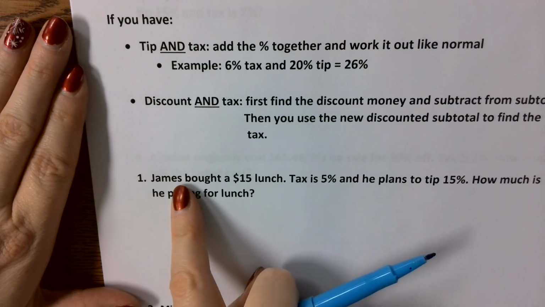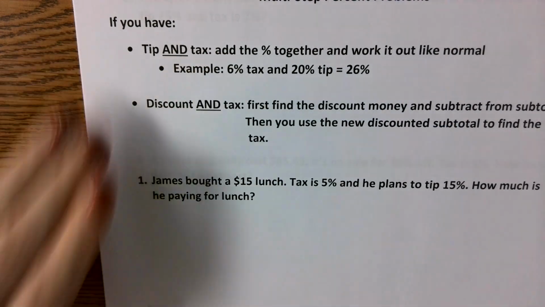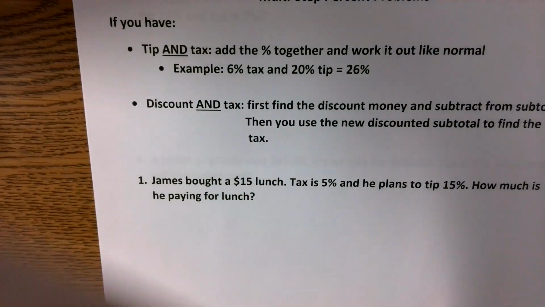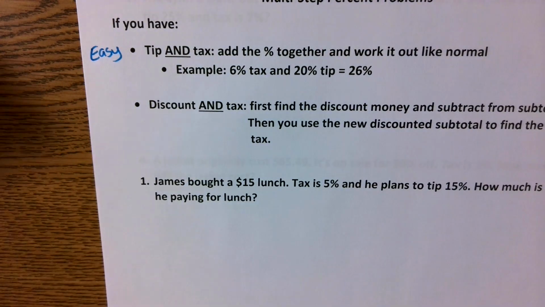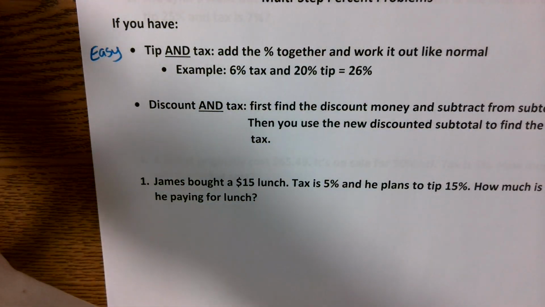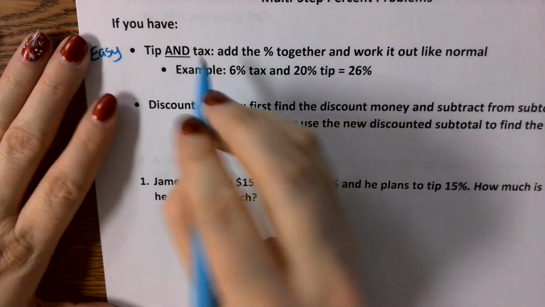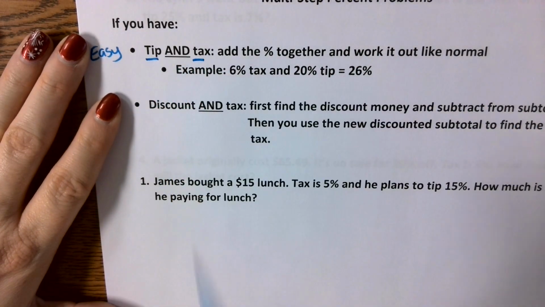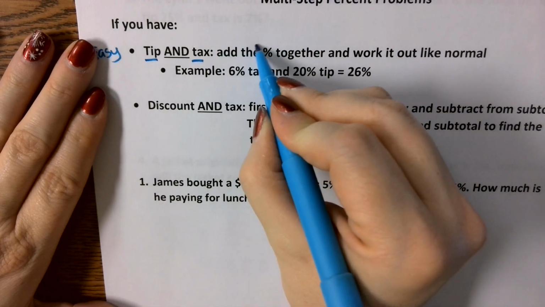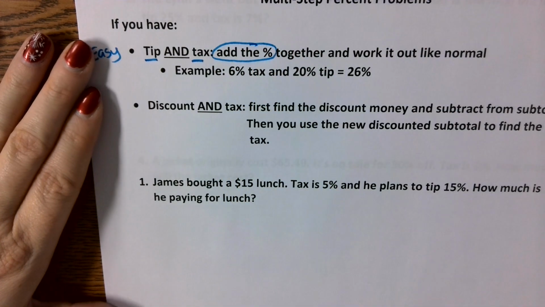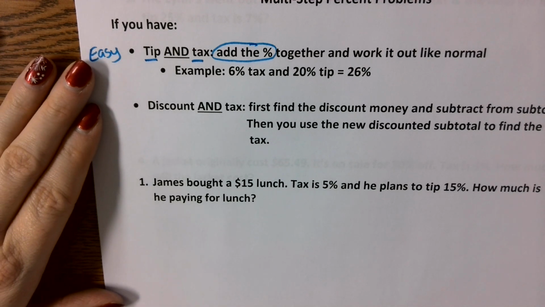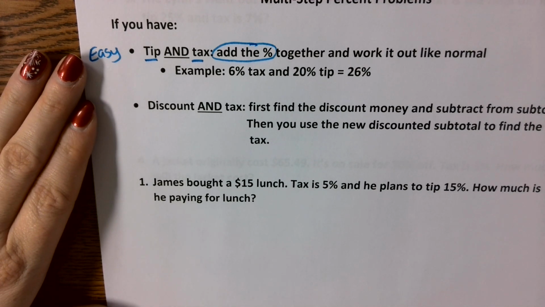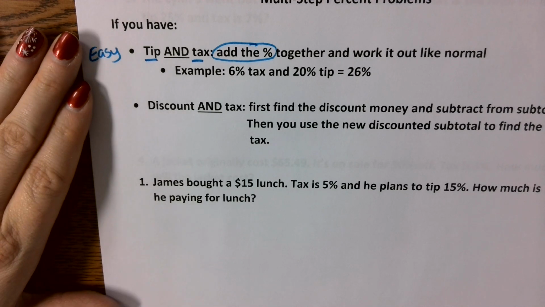So my example number 1 is a tip and tax problem. So let's focus on example number 1. I call this the easy example. So if you have tip and you have tax, then all you have to do is add the percentages together and pretend it's just a single percent problem. Make sure you're paying attention, because you are only getting these 2 problems to help you with your assignment. Chris, you want to copy this down. Kendall, you want to copy this down. Trust me.